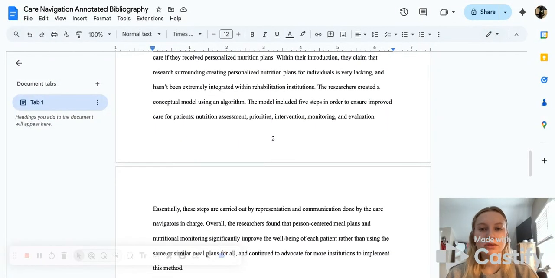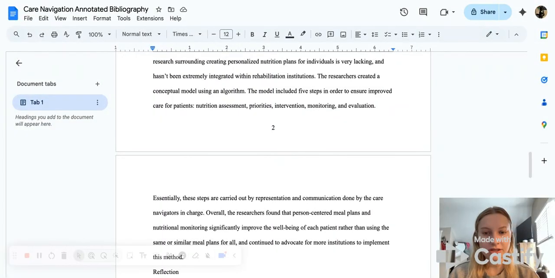But they claim that research surrounding creating personalized nutrition plans for individuals is pretty lacking as of right now, and it hasn't been extremely well integrated with rehabilitation institutions. In fact, most places still do not. It's kind of like a very 1 in 100 type of thing that you would see in an institution. And these researchers created a conceptual model using an algorithm, and using this algorithm, they came up with this 5-step plan that would ensure improved care for patients, and it follows the guidelines that they were following with the personal nutrition plans. But anyways, the first step would be the nutrition assessment.